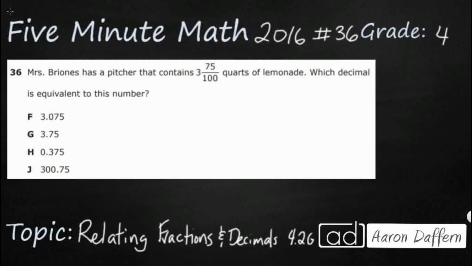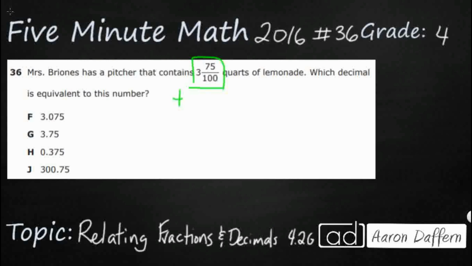So we have Miss Briona. She has a pitcher that comes in 3 and 75 hundredths quarts of lemonade. Which decimal is equivalent to this number? So let's take this number right here, and let's see if we can break that down into a decimal. So we've got 3 and 75 hundredths.